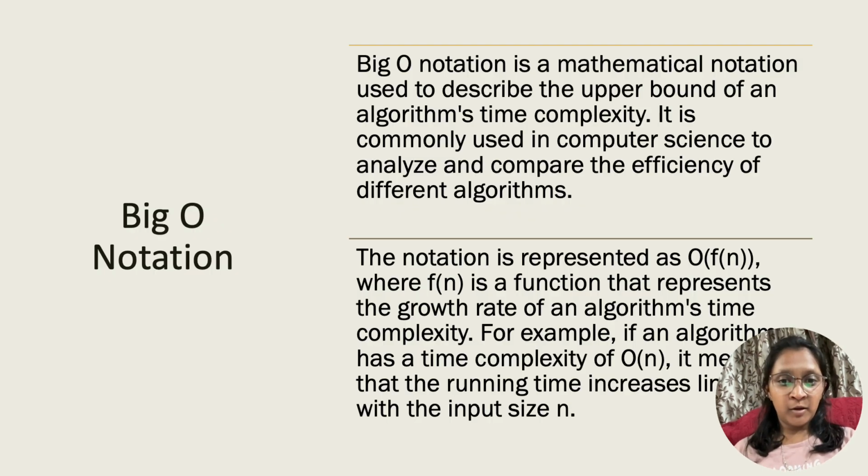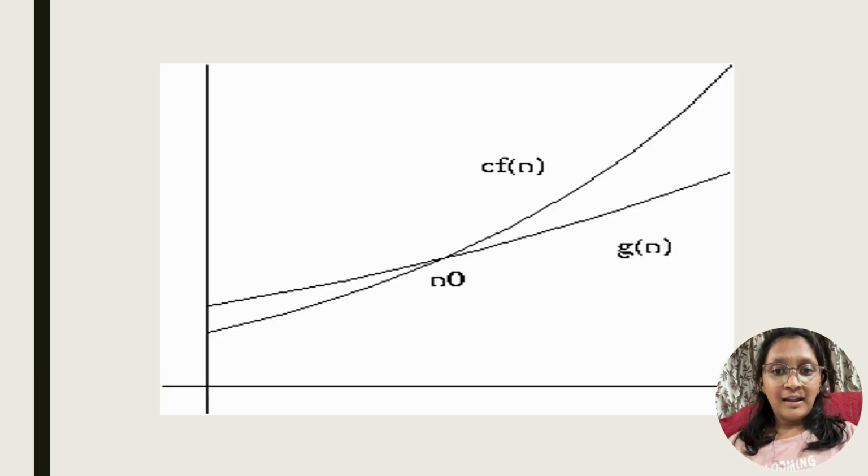First, let us discuss about big O notation. Big O notation is a mathematical notation used to describe the upper bound of an algorithm's time complexity. It is commonly used in computer science to analyze and compare the efficiency of different algorithms. The notation is represented as O of f of n, where f of n is a function that represents the growth rate of an algorithm's time complexity. For example, if an algorithm has a time complexity of f of n, it means that the running time increases linearly with the input size n. And this graph represents the big O notation.